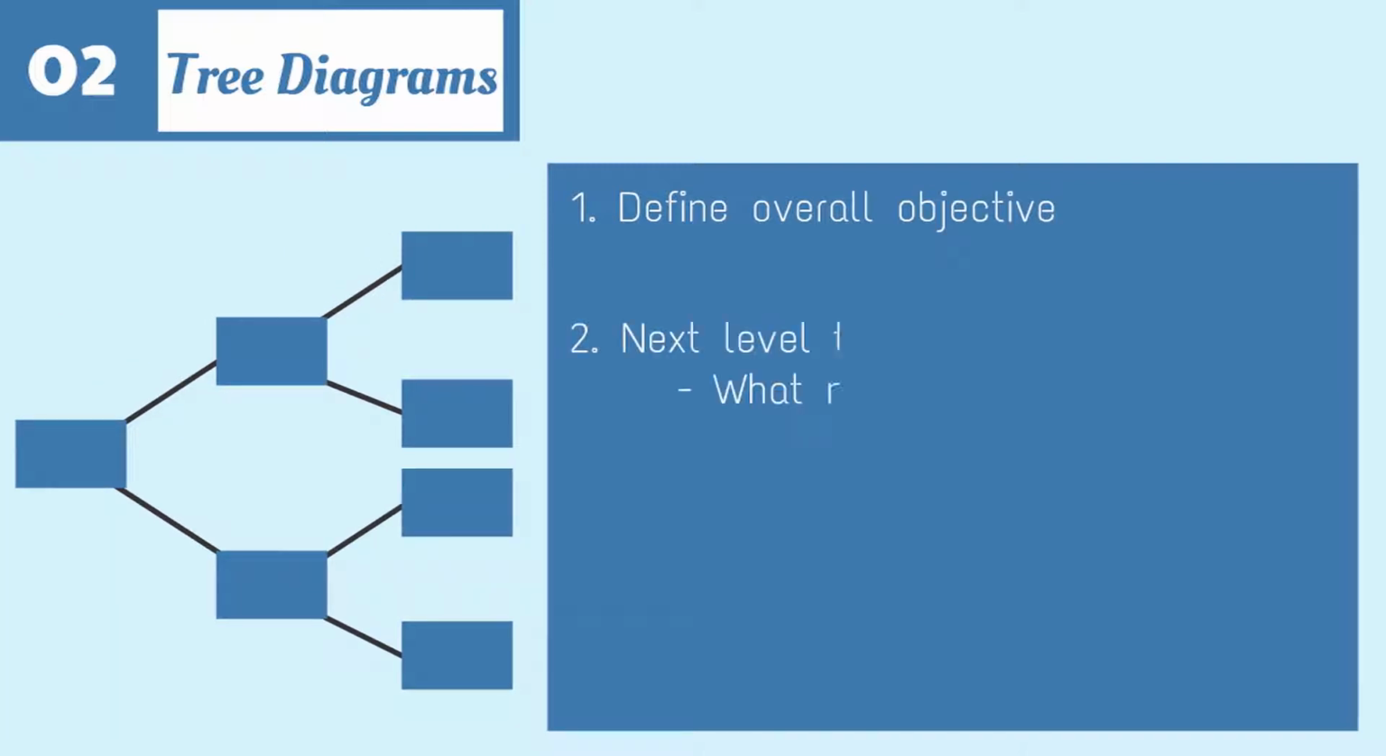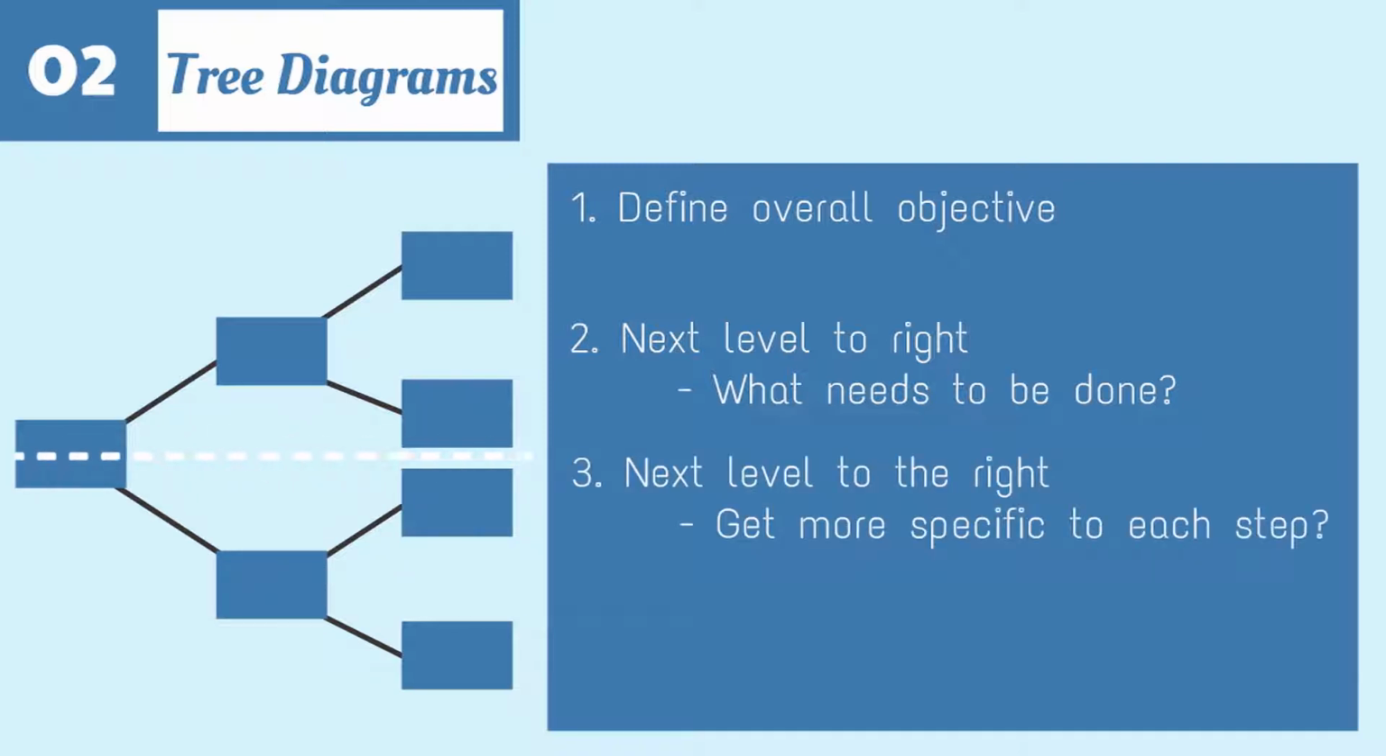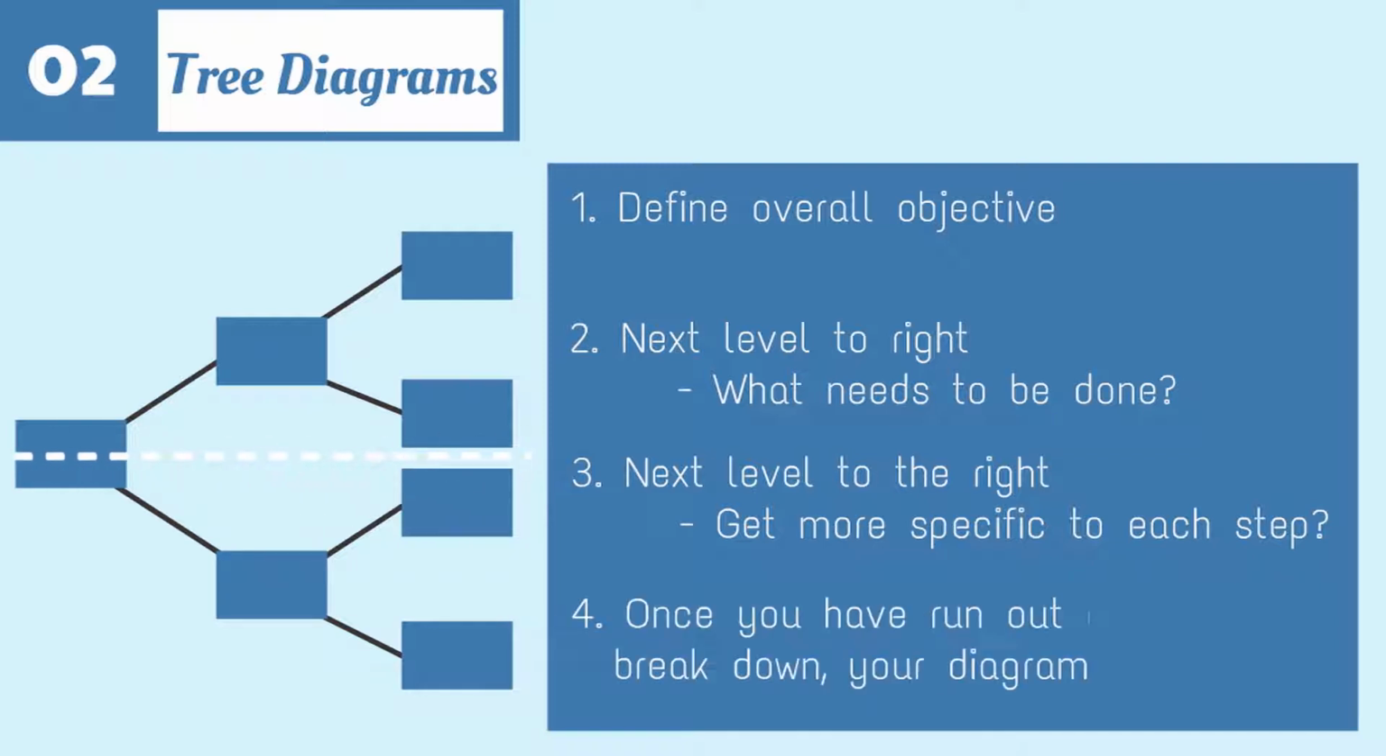Define overall objective. Next level to right. What needs to be done? Next level to the right. Get more specific to each step. Once you have run out of things to break down, your diagram is complete.